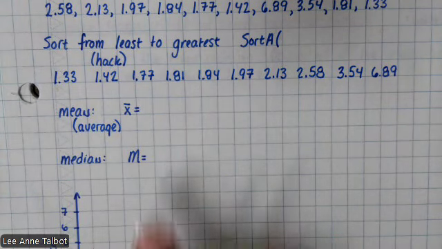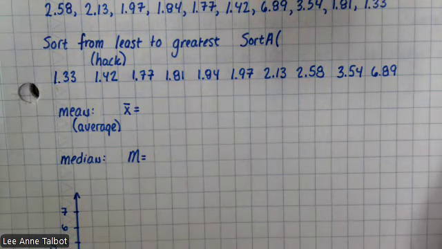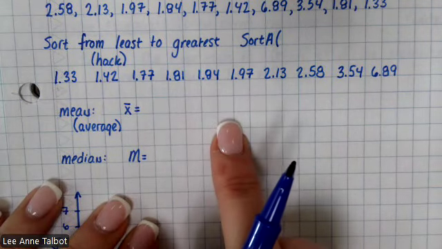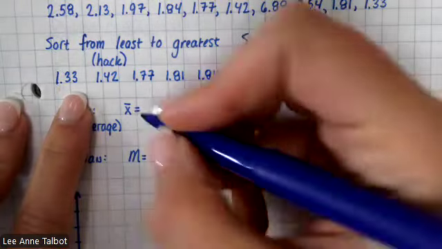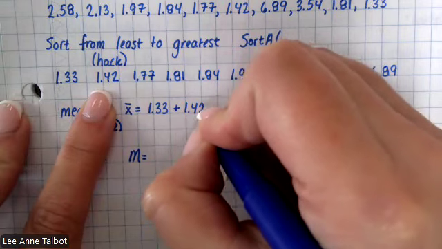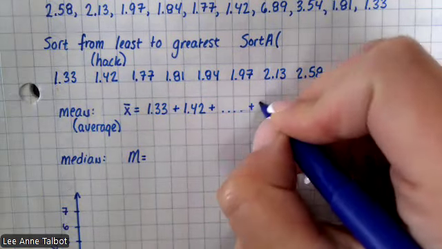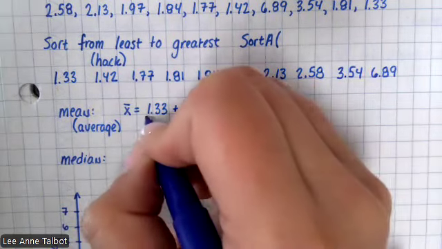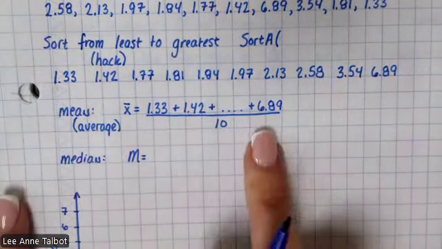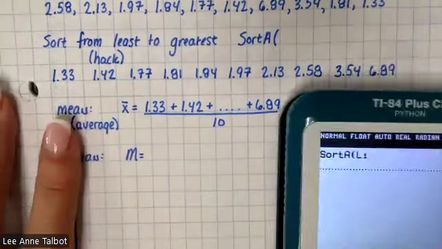In this particular case, you have 10 numbers, and College Board doesn't require you to show all 10 numbers in your calculation. You can get away with showing the first two plus dot, dot, dot, plus the last one. So 1.33 plus 1.42 plus dot, dot, dot plus 6.89 over 10 numbers. This is just to write it down on your paper, but of course you have to type all of the numbers in the calculator to do the mean.